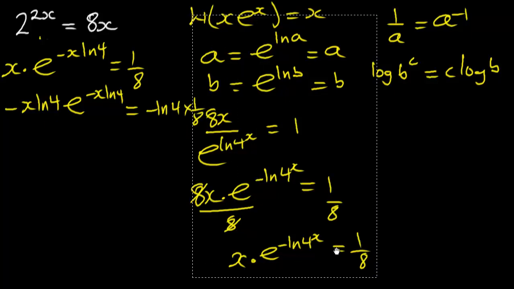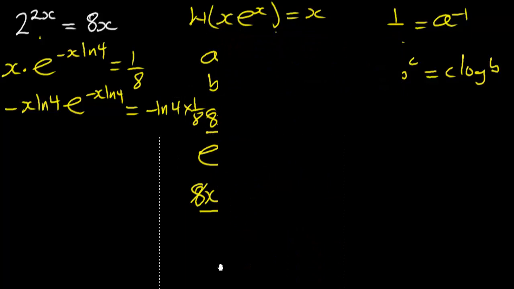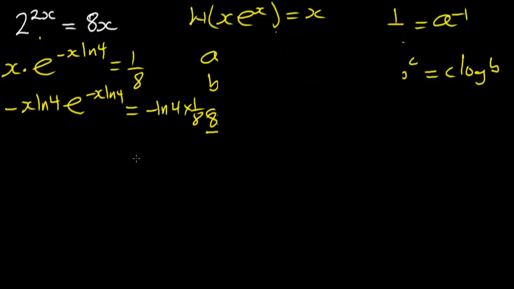So let me write this very well. We are going to have negative x times ln 4 multiplying e exponent minus x times ln 4 is equal to minus ln 4 over 8. So from here, when we compare this with the Lambert W function, we can see that the function over here is the same as the function at the top here, which implies that this will be equal to the function over here. The function over here is the same as the function at the top here, so this will give us the same function. Now when you compare with this one, you can see that this matches the rule.